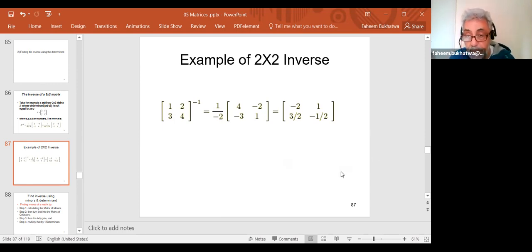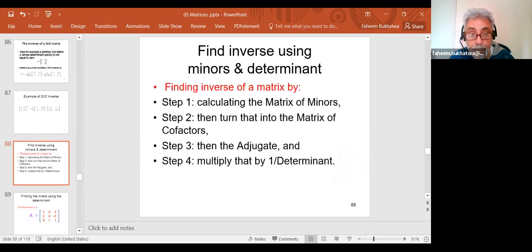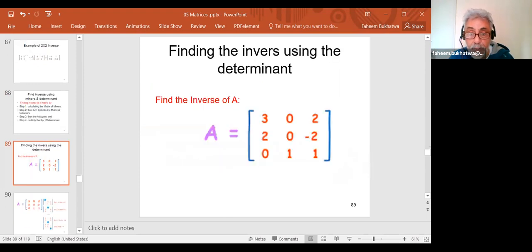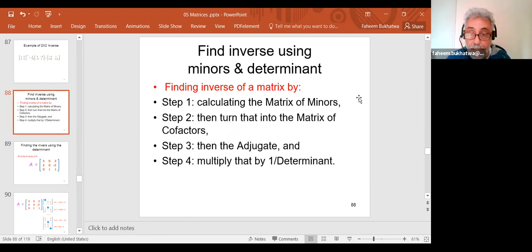Okay, so maybe let's get an example. Here's another example. You should actually be working on those examples, but let's do it now because we have the time. So what's the inverse of this matrix? Simply, these are the steps: calculate the inverse, and this is using the determinant.